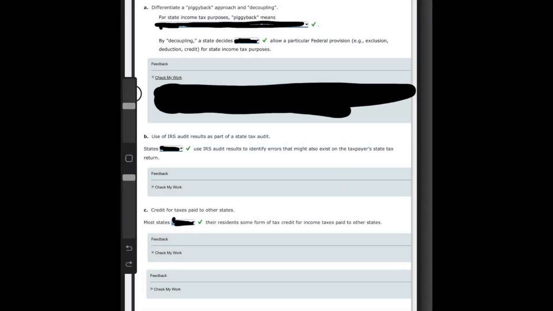All right, I believe this is number 7, and it says, as to those states that impose income tax, complete the following. Differentiate a piggyback approach from decoupling. For state income tax purposes, piggyback means using the federal taxable income as the state tax base. And by decoupling, a state decides not to allow a particular federal provision for state income. And here's the rationale behind it.